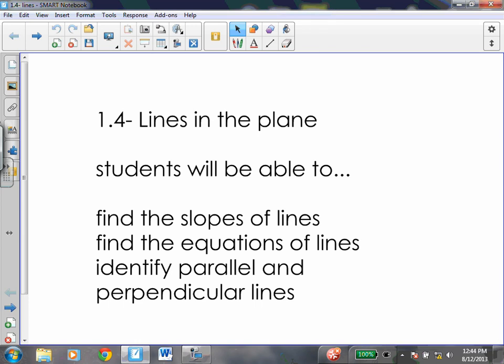Then we're going to be setting lines in a plane. We will be able to find the slopes of lines, find the equations of lines, and identify parallel and perpendicular lines.